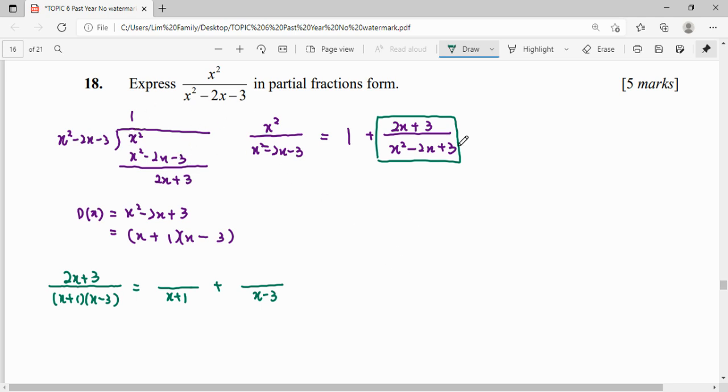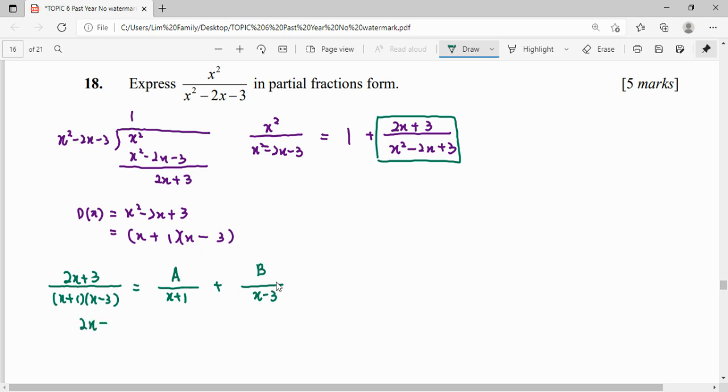First, make sure it is proper. Second, make sure the denominator part, the divisor, is in factor form. Only then can we express it in partial fractions correctly. When the denominator is a linear factor, the numerator will be of a smaller degree, so it will be a constant. After expressing this proper fraction into partial fractions, we are going to solve for the unknowns A and B. So we have two unknowns here.